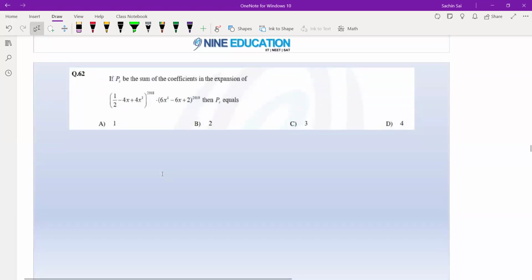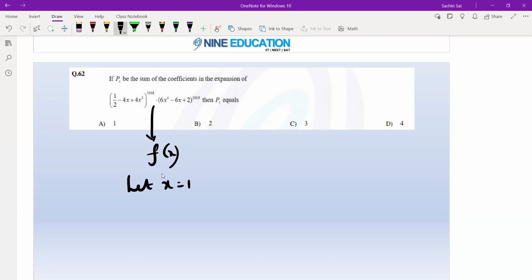Question 62 is one of the easiest in this paper. You need the sum of the coefficients in the expansion. If you see, this is a polynomial of the form f of x, right? And whenever you see a polynomial of the form f of x, the easiest way to find the sum of all the coefficients is to substitute x equals 1, right? So this is by far the easiest question in this paper. To find the sum of the coefficients, you just need to substitute x equals 1.